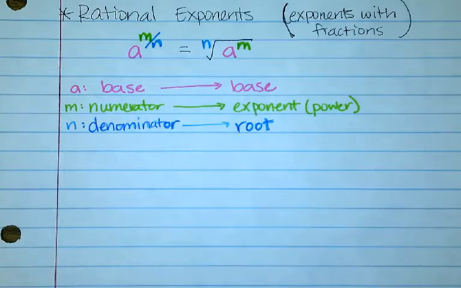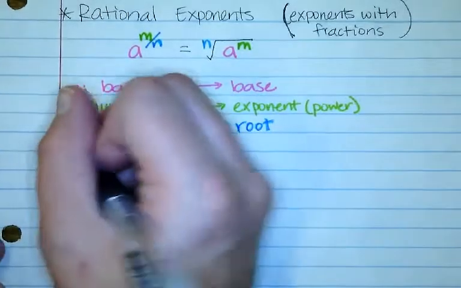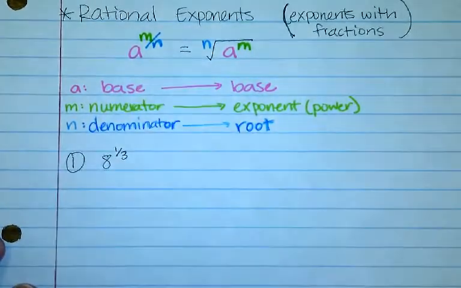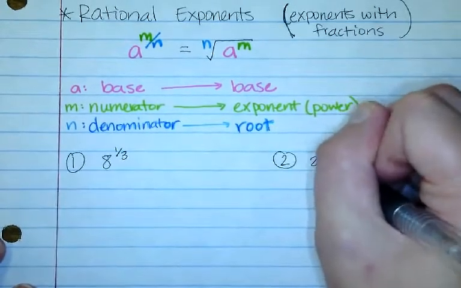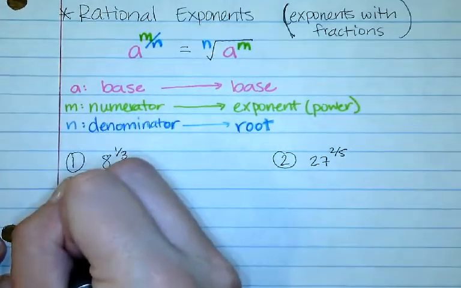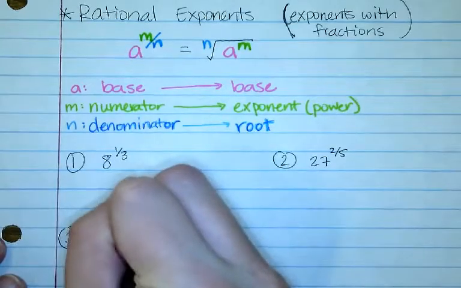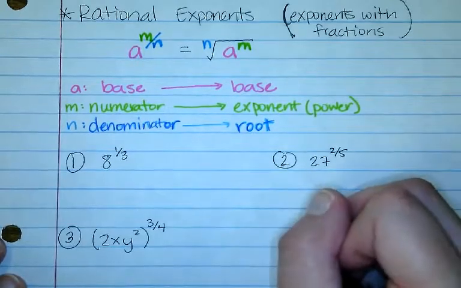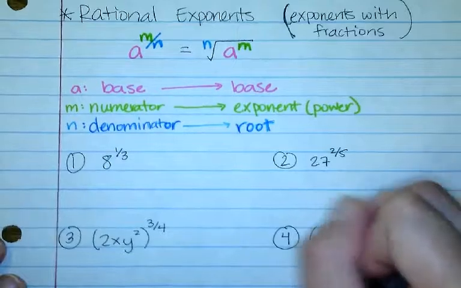So I'm going to give us, let's see here. I'm going to do number 1. I'm going to say 8 to the 1/3 power. All right? Number 2 is going to be 27 to the 2/5 power. Give myself a little space here. 3 is going to be 2xy squared to the 3/4 power. And 4 is going to be 3a to the 4th to the 1/5 power. All right, guys?